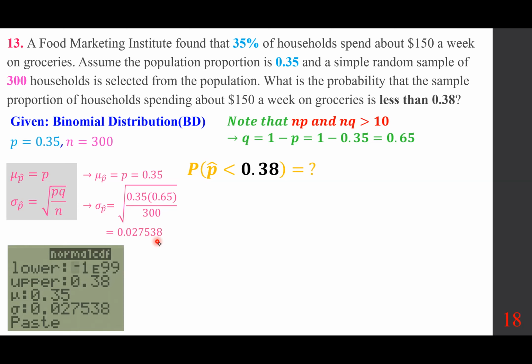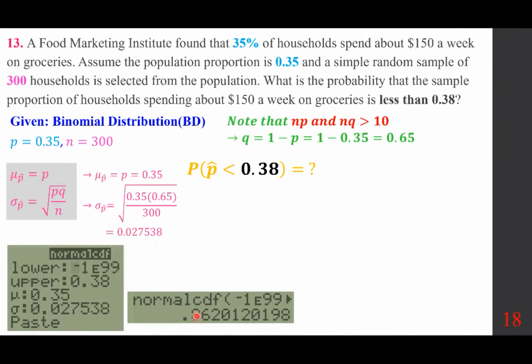We can use technology here. By now, we have learned how to use the table, technology, you name it. And the lower is a very small number. It gives you the number. You don't have to change it. If it doesn't, let's say minus 1,000, whatever you want to pick, something very small. So P hat is less than 0.38. So the upper is 0.38, with mu being 0.35, sigma being 0.027538 that we have, and the answer is here, 0.862, so on and so forth.